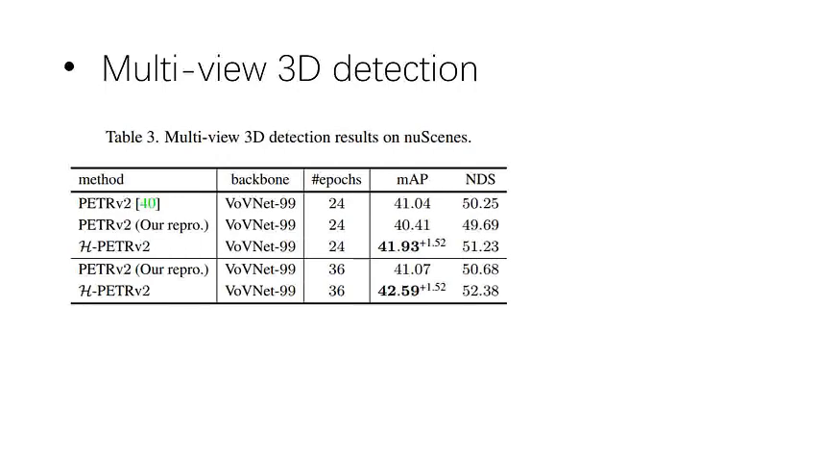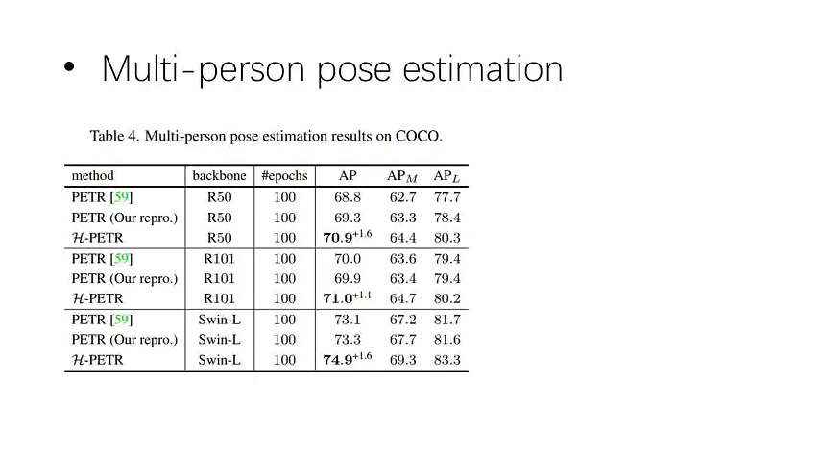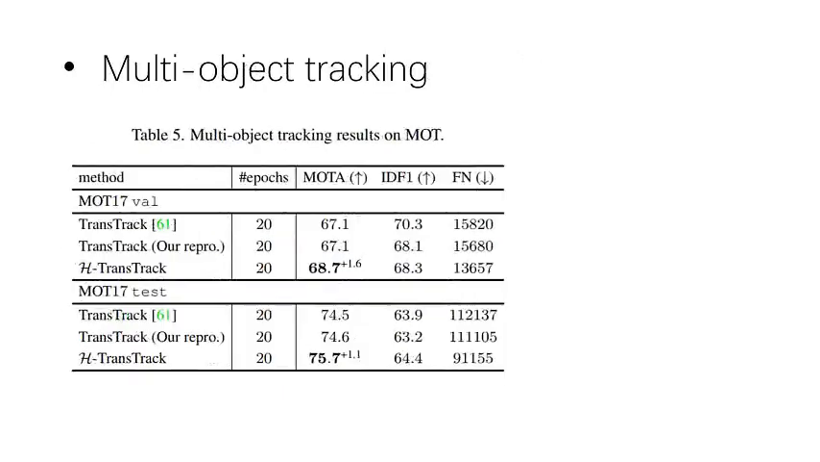This table summarizes the detailed comparison results. We can see that our H-PETRv2 significantly improves the NDS score of baseline PETRv2 on the nuScenes validation set. That shows our hybrid matching improves the localization accuracy of 3D object detection predictions. We extend our hybrid matching strategy to the very recent PETR and summarize the detailed results in this table. We can see that our approach achieves consistent gains over the baseline on multi-person pose estimation.